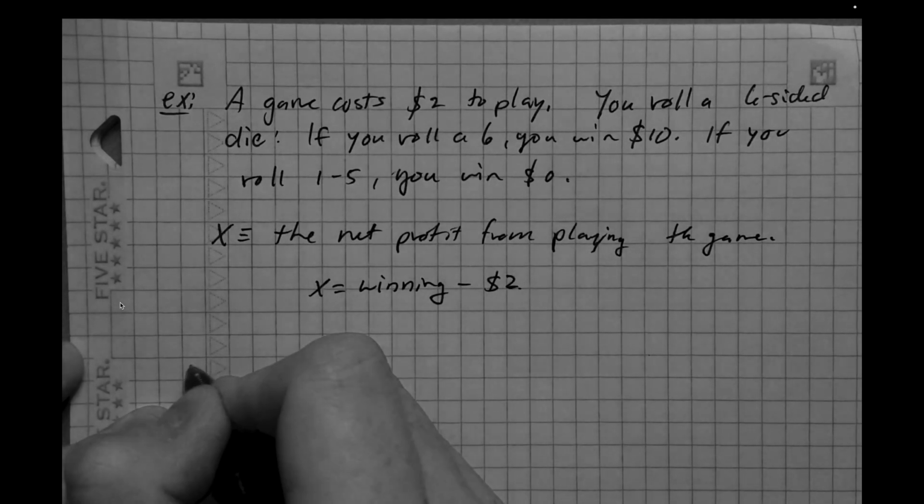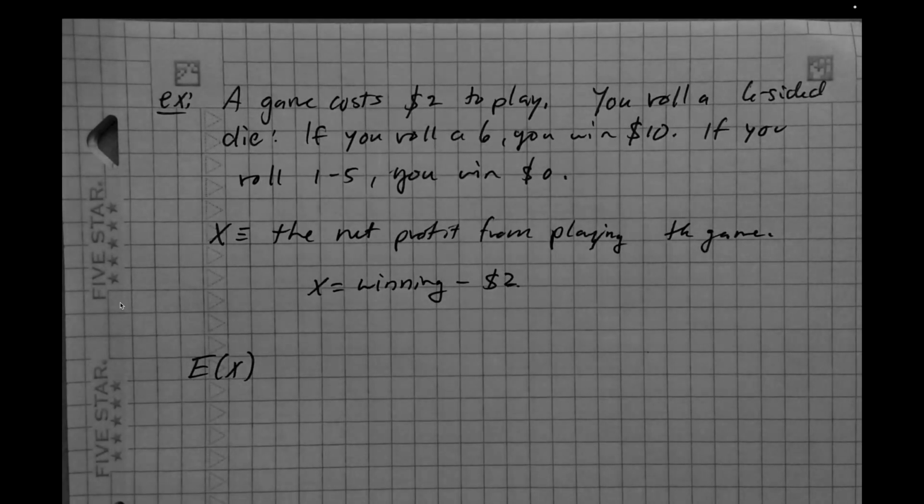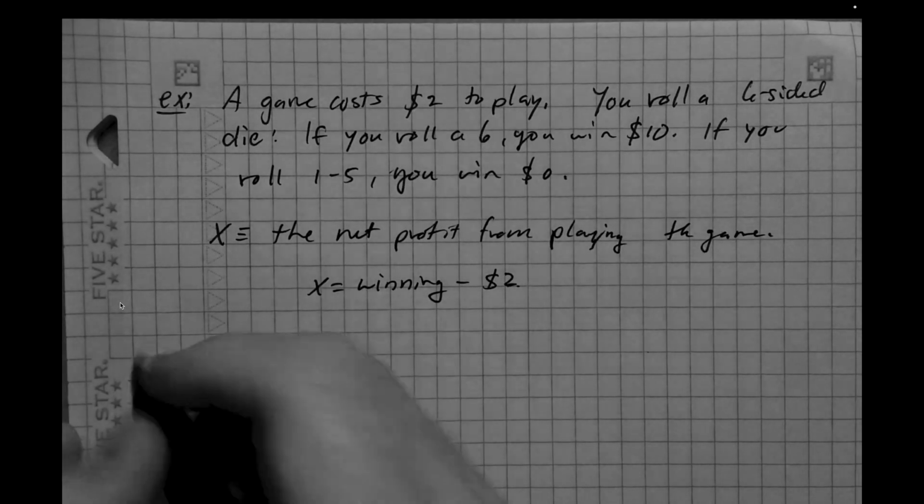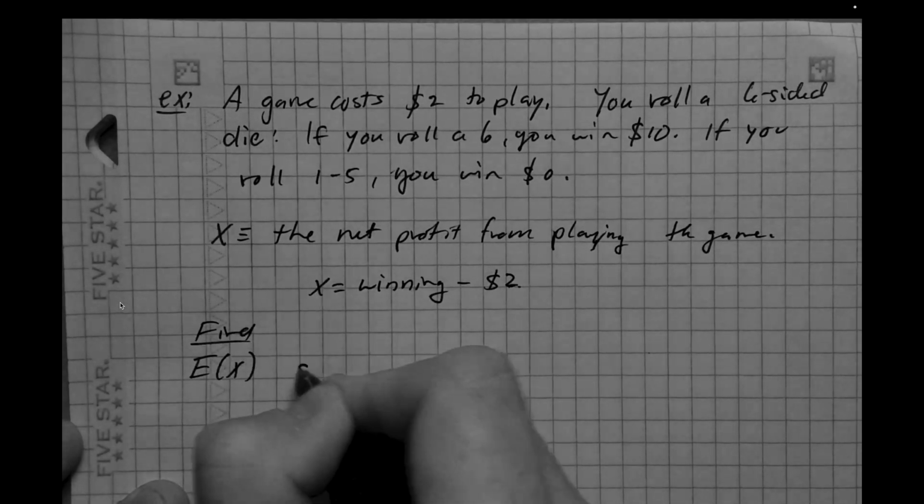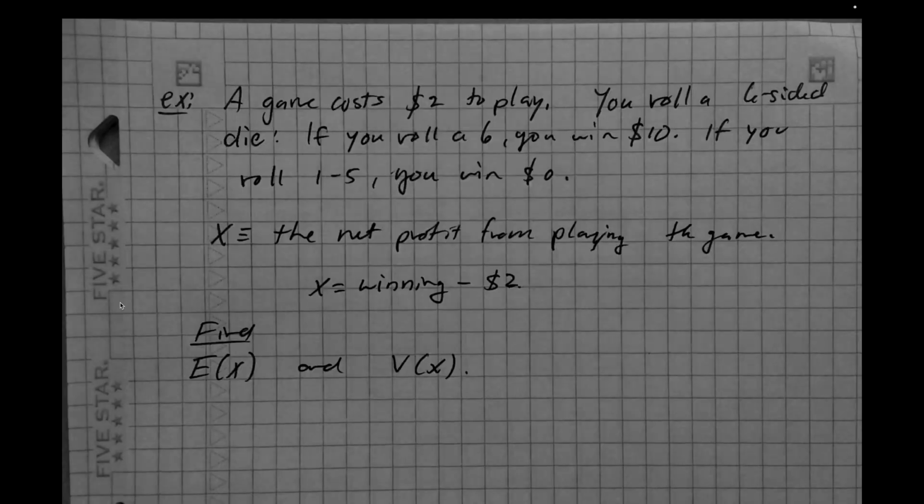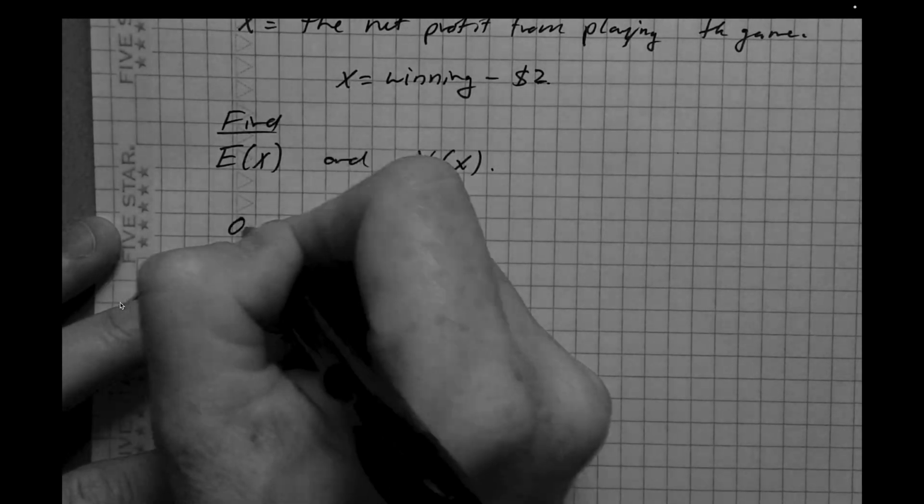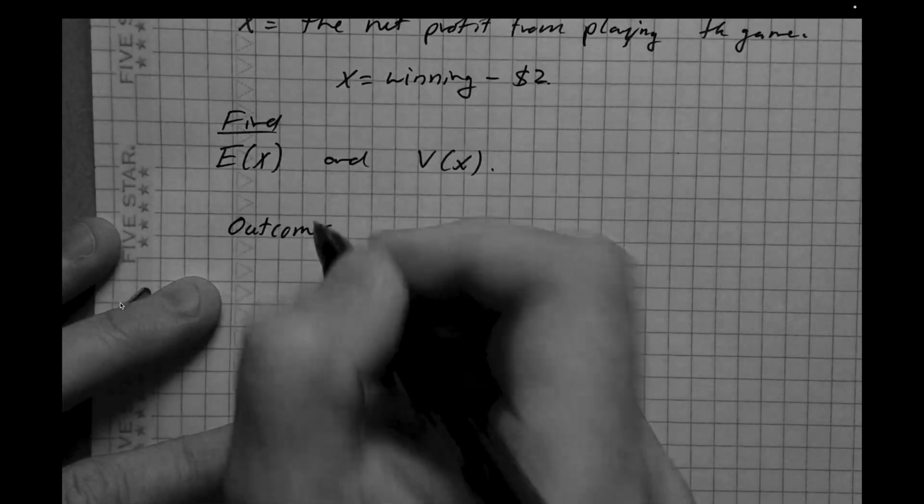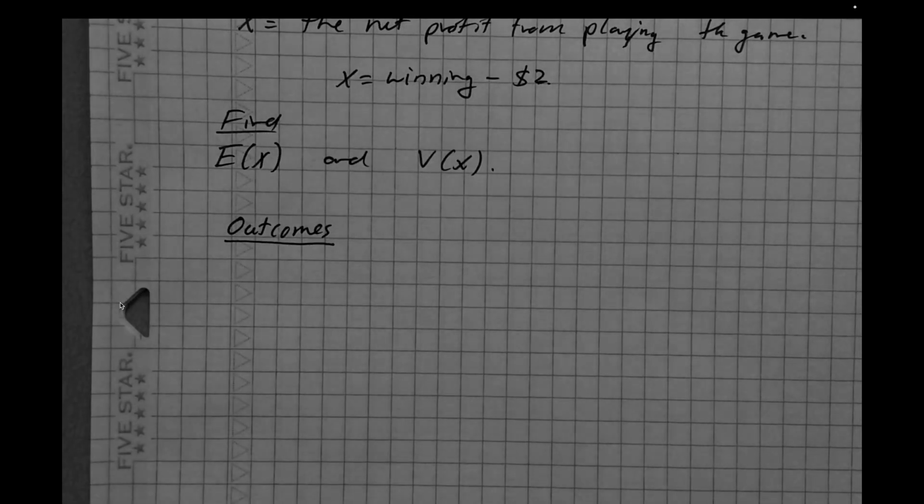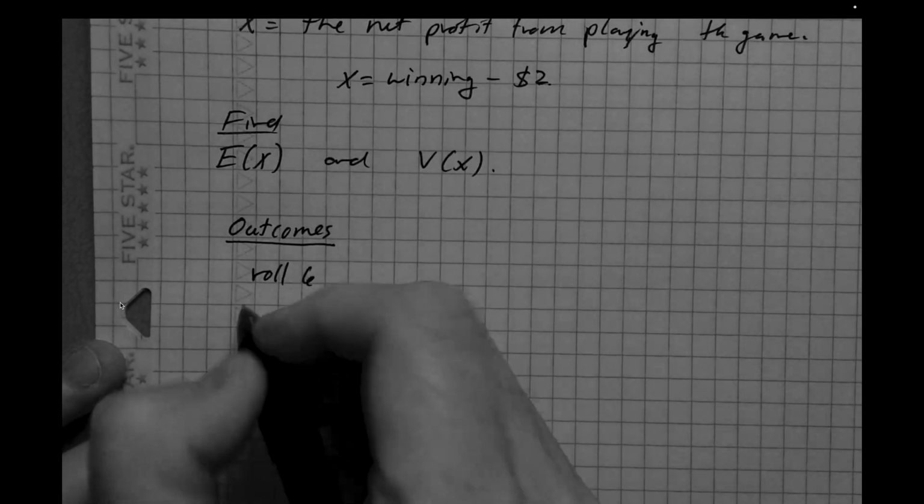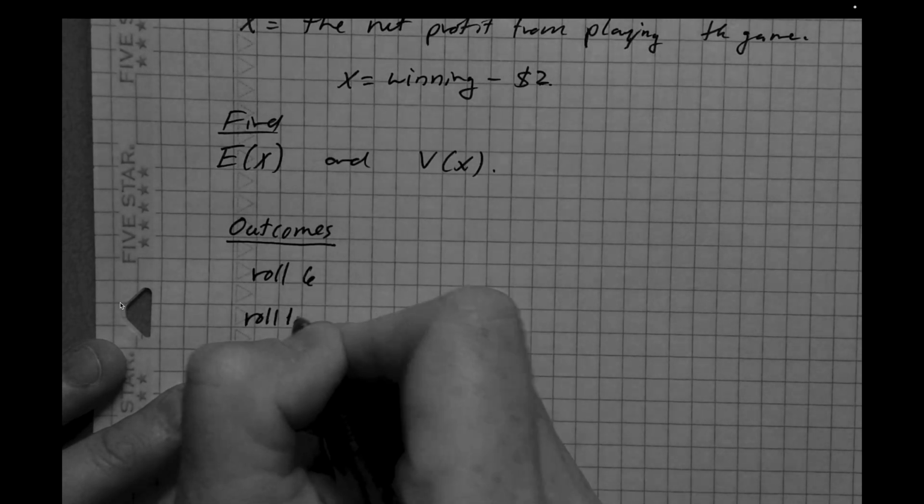So let's find the expected value of x, and let's also find the variance of x. To do this, let's think about the probability distribution first. You've got outcomes, right? And you could say the outcomes are 1, 2, 3, 4, 5, or 6. But in the context of what you win and the random variable x, there's really just 2 outcomes. Either you roll a 6 or you roll 1 through 5.